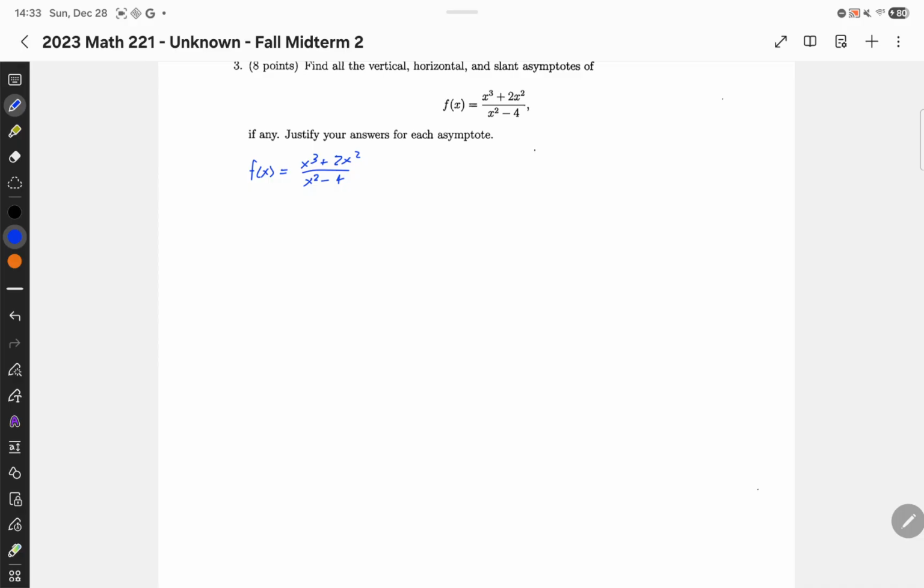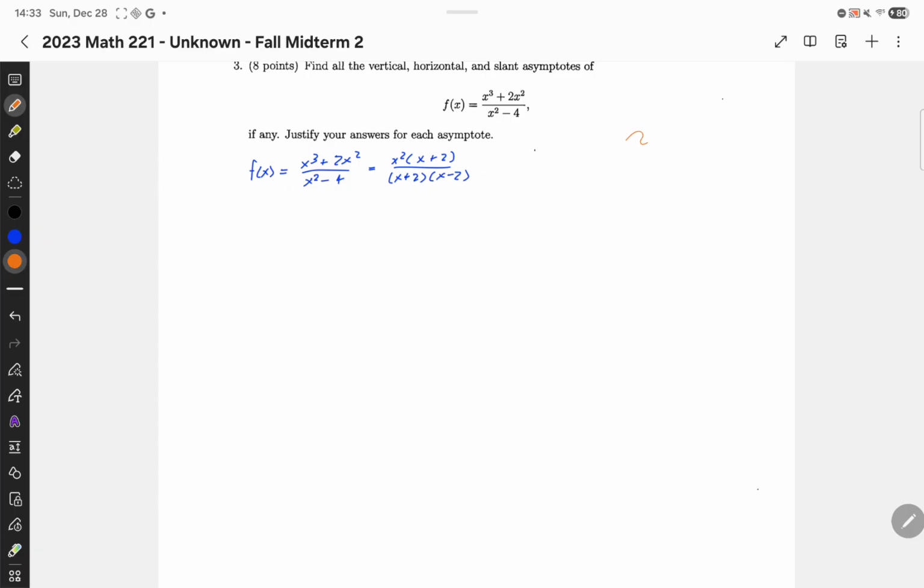So now the first thing that I'm noticing here is we're going to be able to simplify this. So let's go ahead and rewrite this just a tiny bit. On the top, let's go ahead and factor out an x squared. We're going to get x plus 2. And on the bottom, you might be able to recognize this is a difference of 2 squares, right? This is x squared and this is 2 squared. So we can rewrite that as x plus 2 times x minus 2.